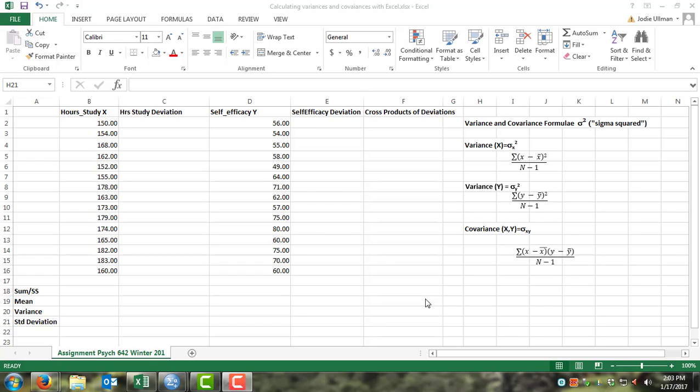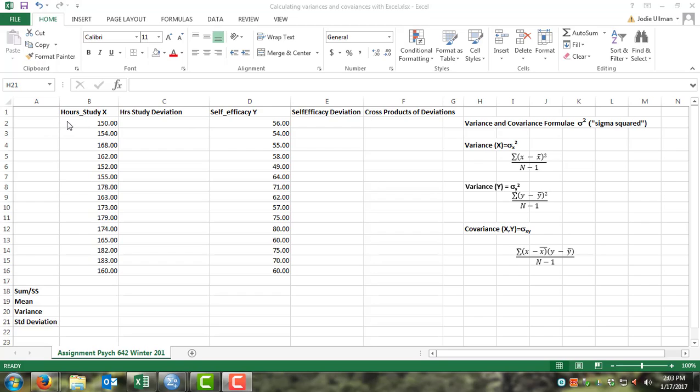Hello. In this tutorial, I thought we would look at how to calculate variances and covariances using Excel, both from the computational formulas and also with the built-in functions in Excel. So a small little toy data set, artificial data, hours of study, and self-efficacy.